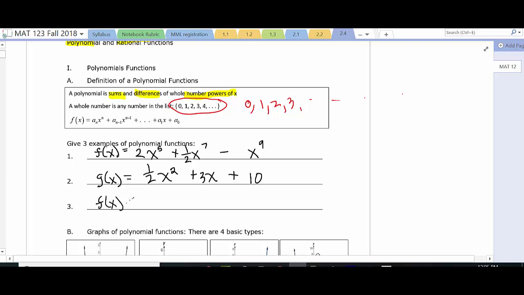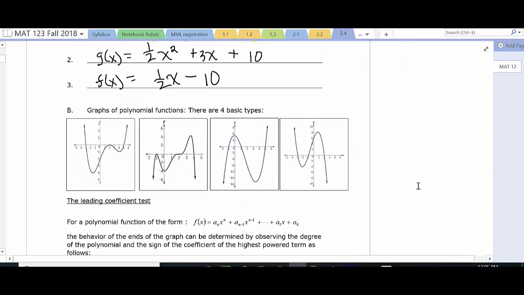Okay, here's one other one. f of x equals something like x, and then put a number in front of x, and then just subtract. So what you're really doing on a polynomial is you just have x's to a power, you add and subtract them. That's it. That's what a polynomial function is, okay? And as you learn the characteristics of these things, you'll start recognizing what they look like pretty easily. Okay, so here's how the graphs go.